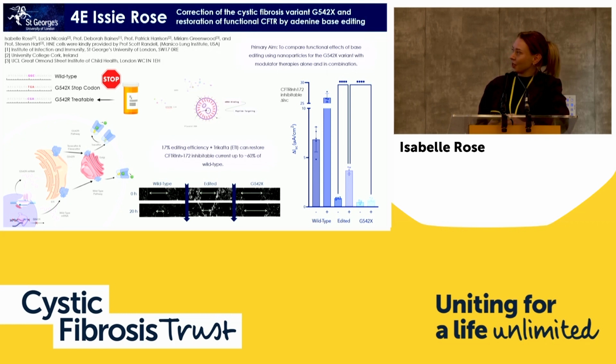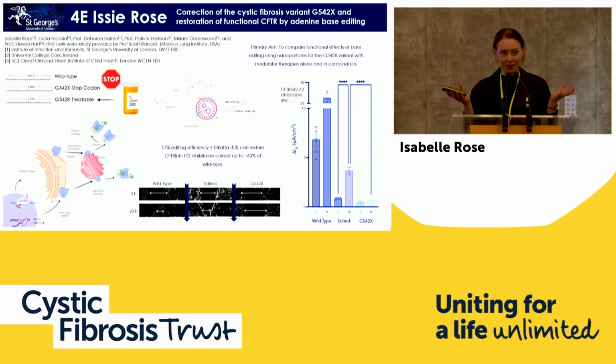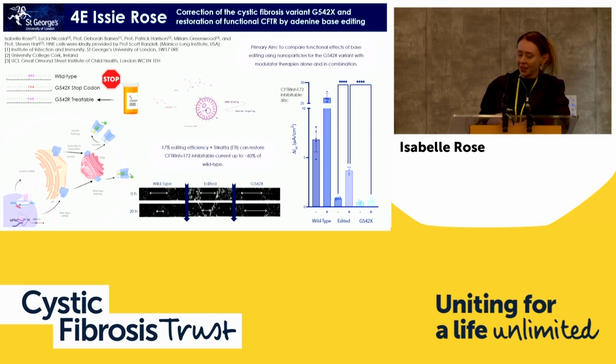Combining these two, the vector and our adenine base editor, I'm then using ETI to help the CFTR G542R reach the membrane, and from there I'm doing electrophysiology, protein assays, mRNA, and also some wound healing scratch assays. My key finding that I want to highlight is that with 17% editing efficiency, or 17% of all alleles edited, in addition to ETI treatment, we can restore CFTR function up to 60% of wild type when looking at Ussing data. Please do come and see my poster.